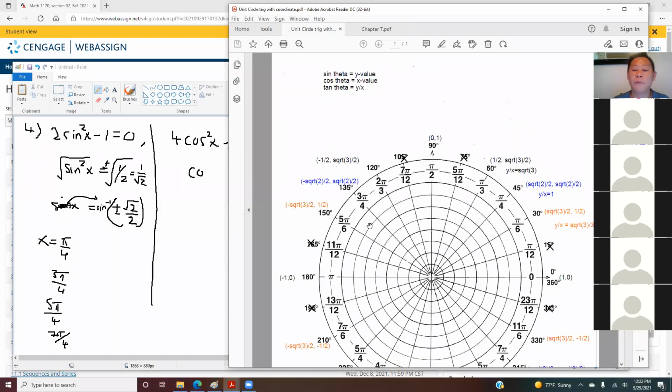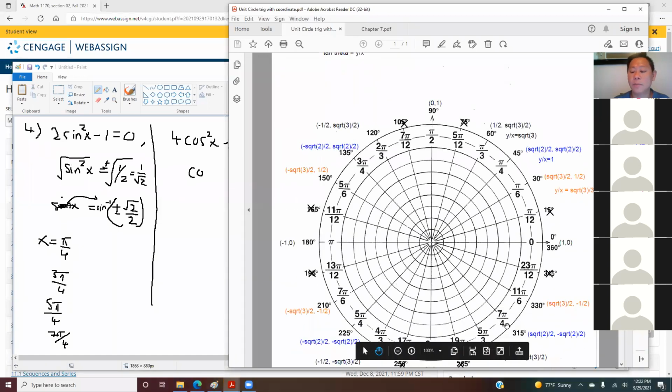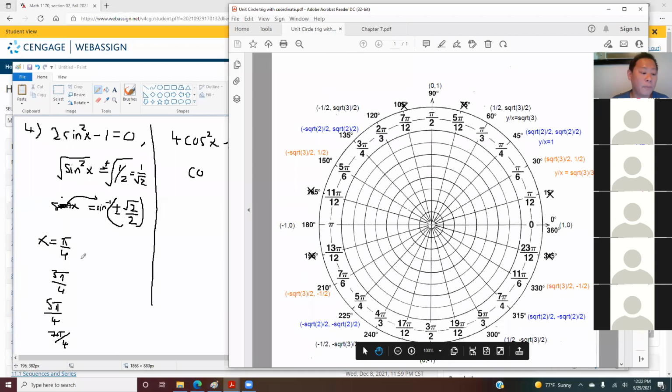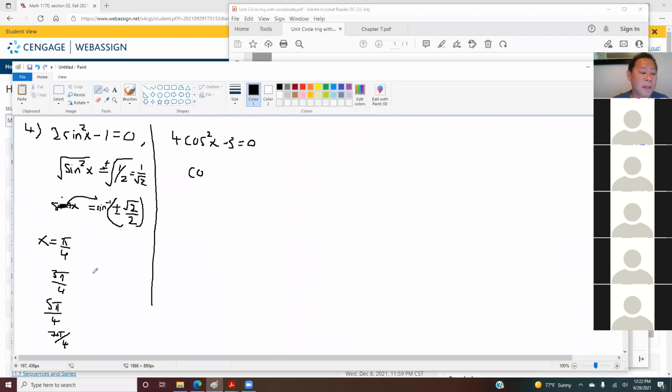Because it's a sine, you just need to add 2n pi. So you take all of this plus 2n pi, and this is your answer in this case. Anyone have any questions?